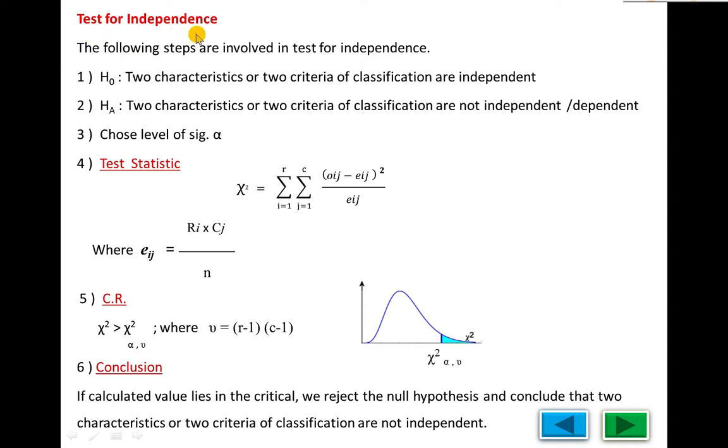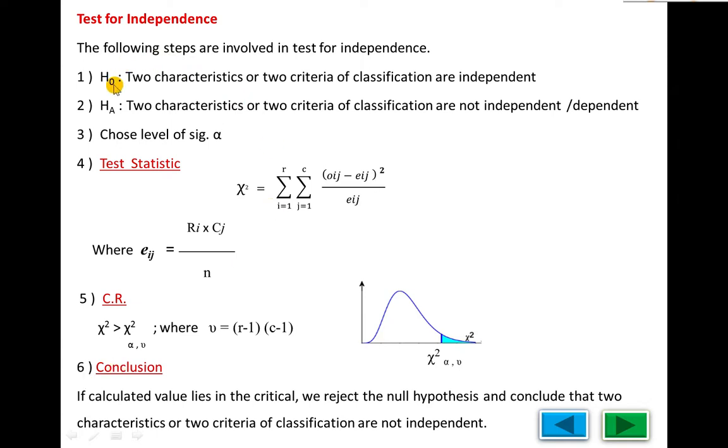The first part of the main heading is the test for independence in a contingency table. There are 6 steps, same as in testing of hypothesis. First step, null hypothesis; second, alternate; third, level of significance; fourth, test statistic; fifth, critical region; sixth, the conclusion.